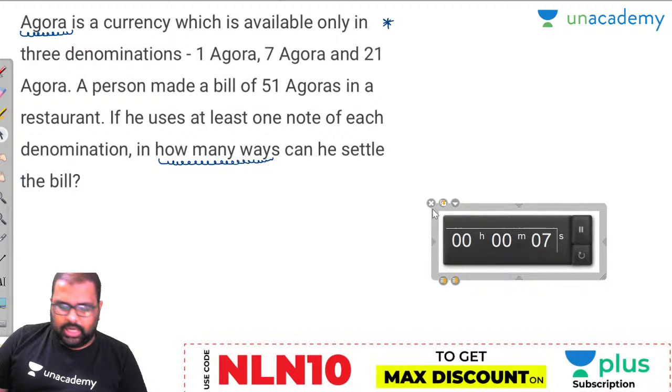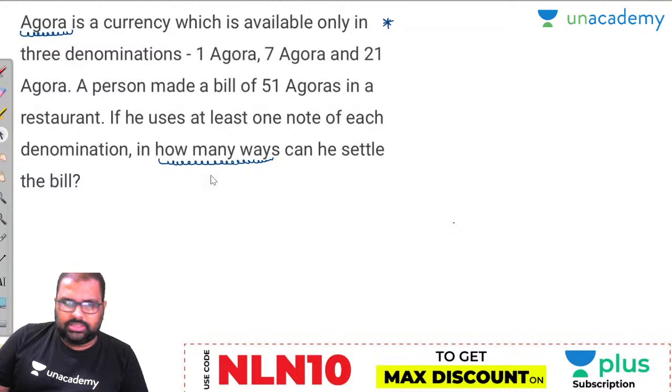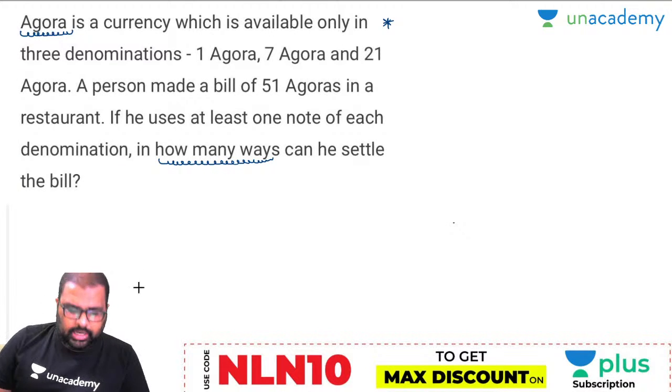So tomorrow is the last class for ratio, proportions and variations. From next class I will start the allegation rule to continue the topic.